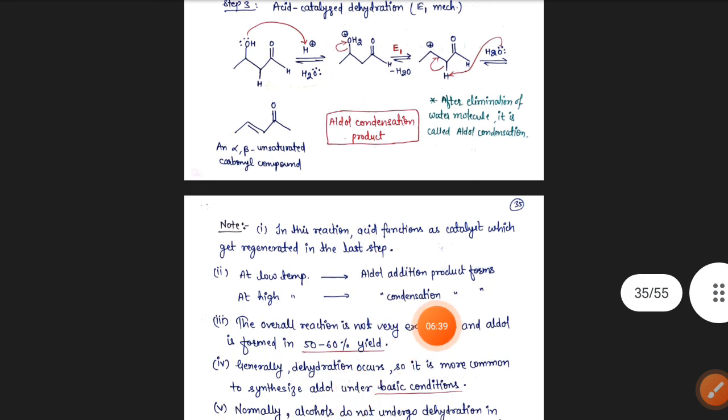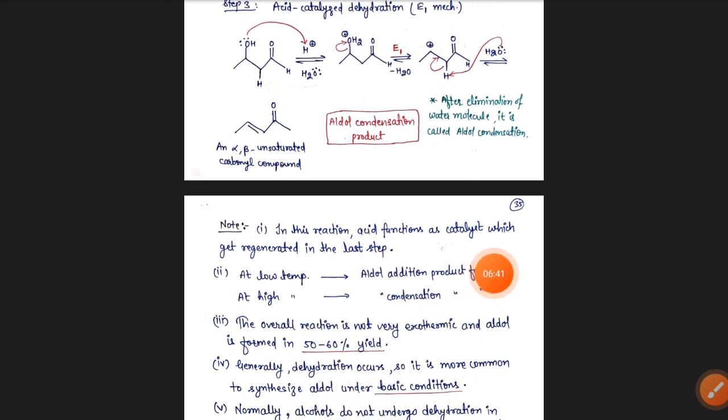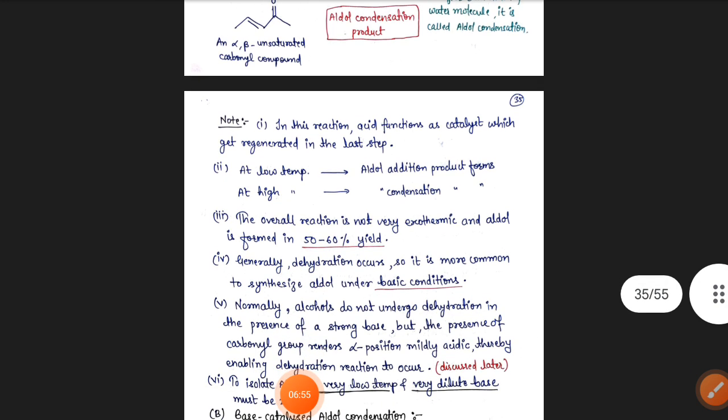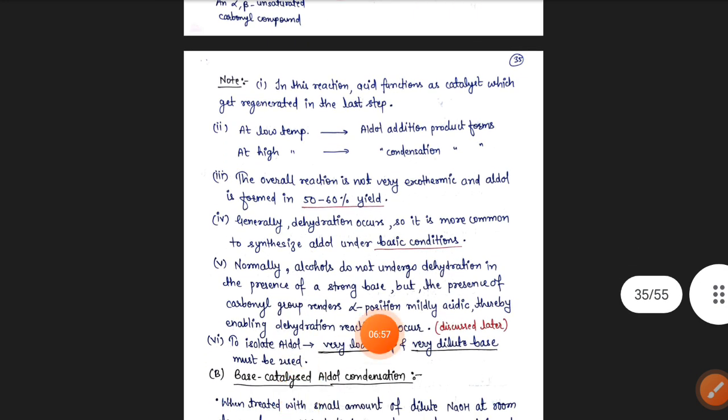Note that in this reaction the acid functions as a catalyst, which gets regenerated in the last step. At low temperature aldol addition products form, at high temperature condensation products form. So the overall reaction is not very exothermic. Aldol is formed in 50 to 60% yield. Generally dehydration occurs, so it is more common to synthesize aldol under basic conditions.